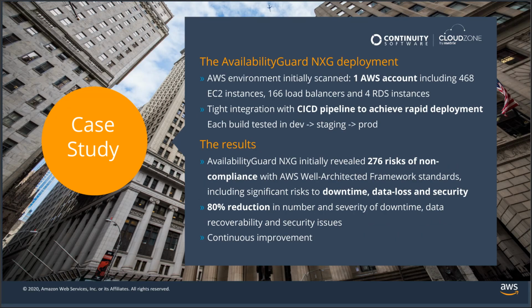So the customer deployed Availability Guard. They started with one AWS account, which included hundreds of EC2 instances, 166 load balancers, and 4 RDSs. And they require a tight integration with their Jenkins.